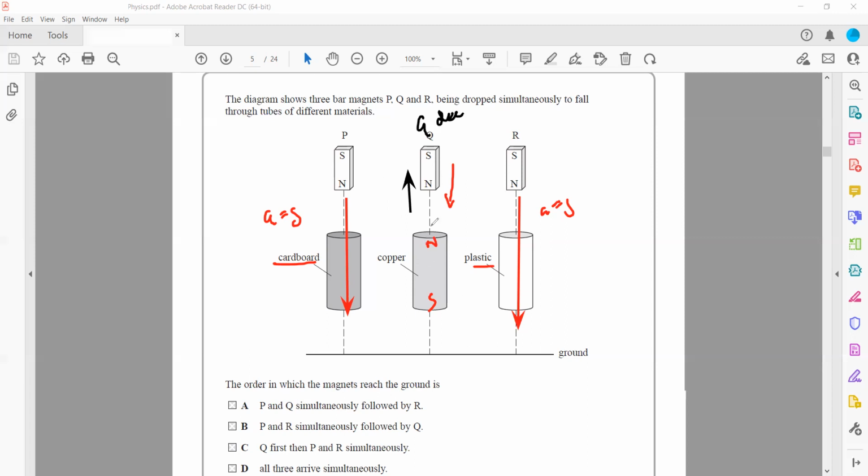But in case of the copper, what will happen? Because there is an induced EMF, that induced EMF tries to oppose the movement of the magnet. So it tries to reduce its acceleration, or the acceleration will decrease. So which one will hit the ground first? P and R will hit simultaneously and they are followed by Q, because Q has a smaller acceleration compared to P and R. So the option is P and R simultaneously, followed by Q. So B will be the right answer for this.